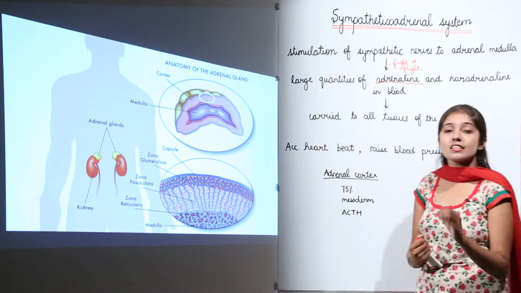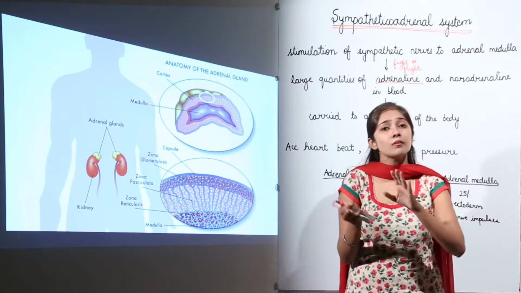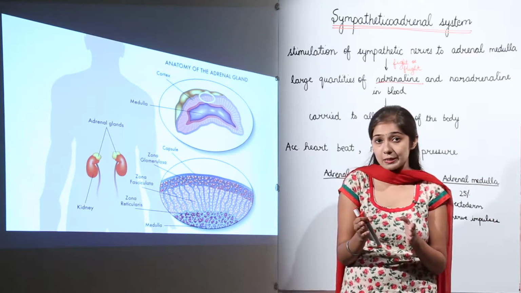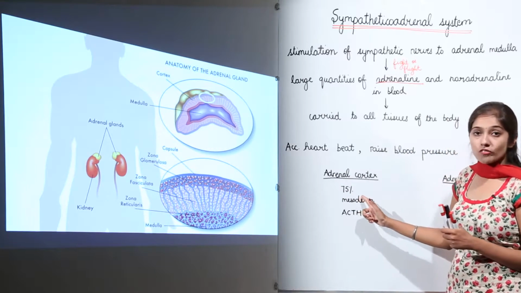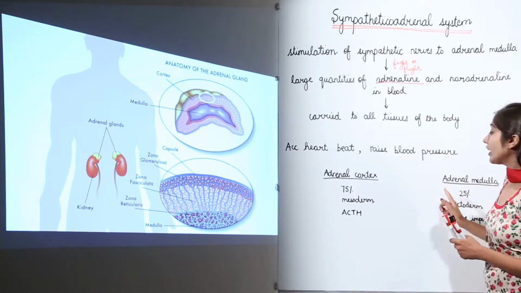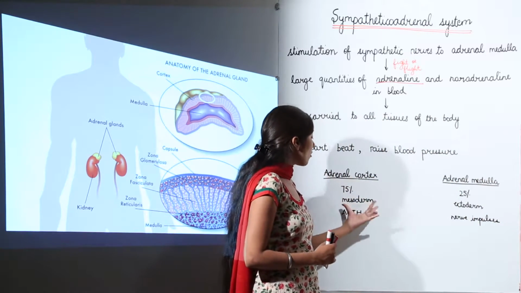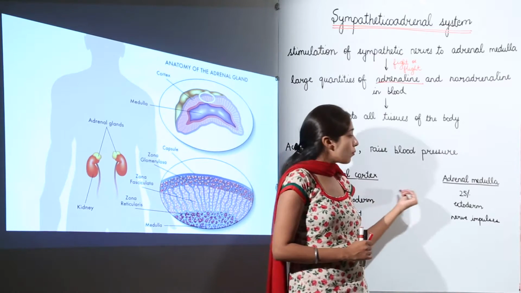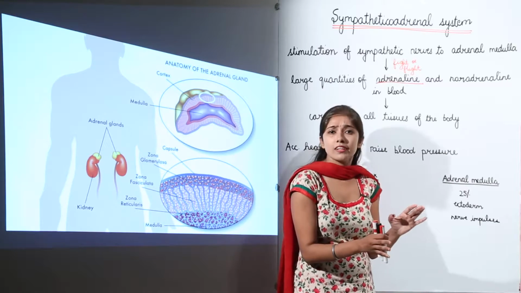Now when we discuss the two parts of the adrenal gland, the adrenal cortex and the adrenal medulla, what are the major differences that you can cite here? Well, the adrenal cortex forms 75% of the adrenal gland, while the adrenal medulla forms only 25%. Now the adrenal cortex is formed from the mesoderm of the embryo, while the adrenal medulla is formed from the ectoderm of the embryo. This was about origin, right?